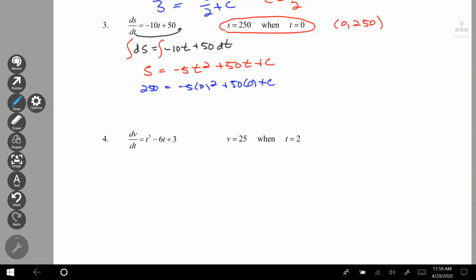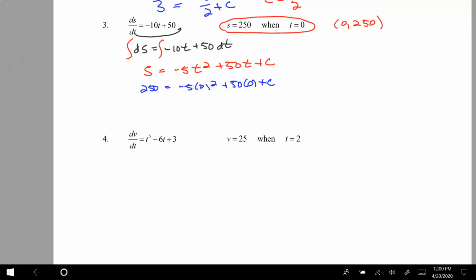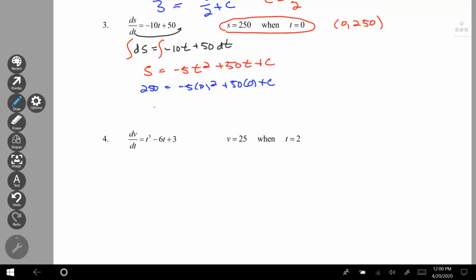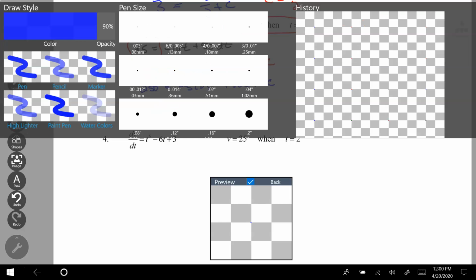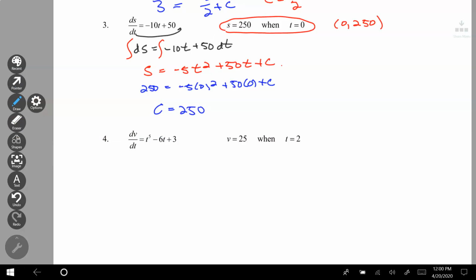As you can see, I started the next problem knowing that I had the initial condition of (0, 250). I took the antiderivative and I got s equals negative 5t squared plus 50t plus c. I plugged in (0, 250), where 0 is my favorite number to plug in for these type of problems. And I get c is equal to 250. And then I can rewrite this as s equals negative 5t squared plus 50t plus 250.